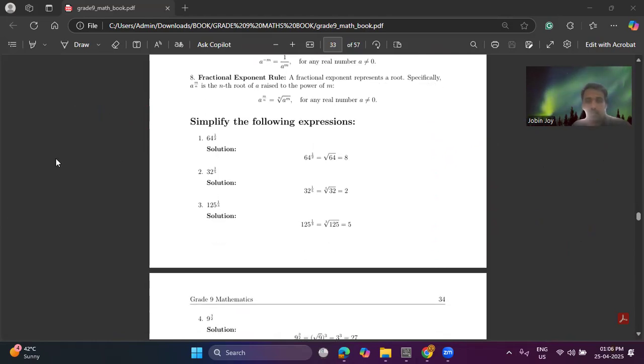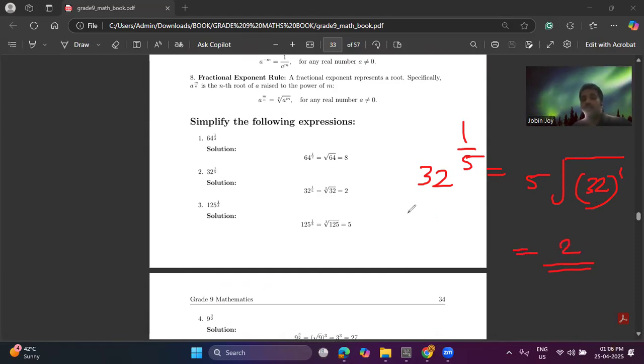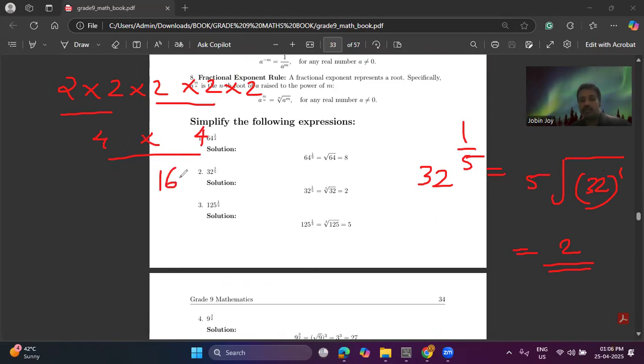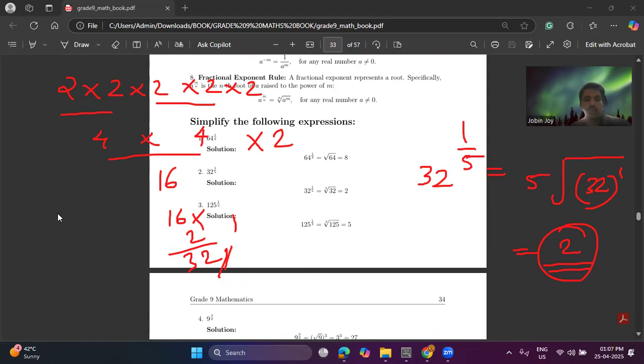Next question is 32 raised to 1 by 5. So you can write the nth root of 32 raised to 1, here n is 5. What is the fifth root of 32? That means 2. When you multiply 2 five times, 2 into 2 is 4, 4 into 4 is 16, 16 into 2 is 32. So the fifth root of 32 is equal to 2.